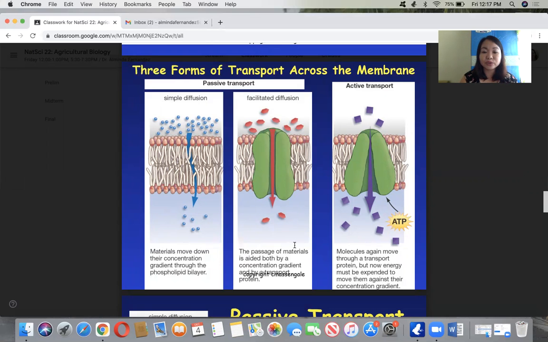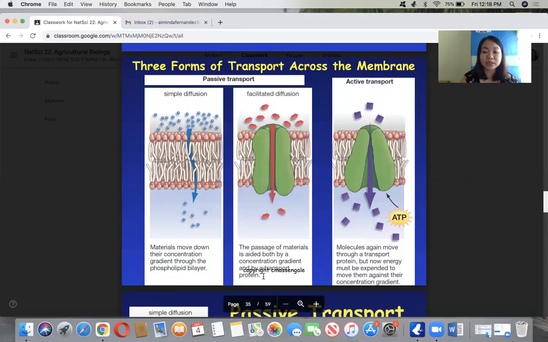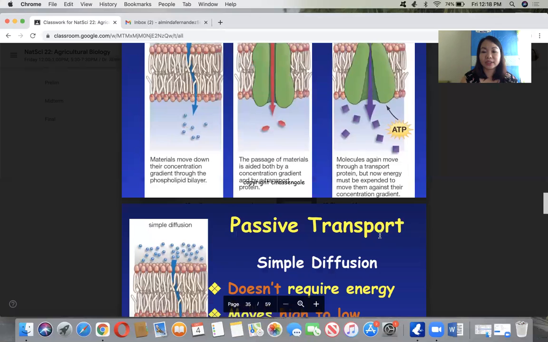Facilitated diffusion is the passage of materials aided by both the concentration gradient and by transport proteins. In active transport, molecules again move through a transport protein, using energy or ATP to move against their concentration gradient.